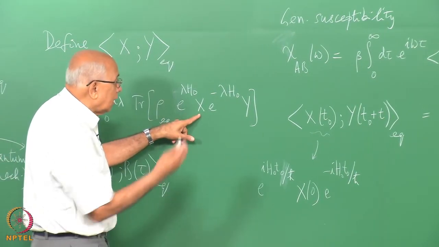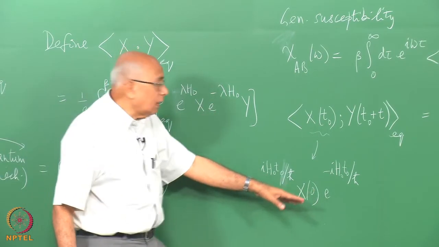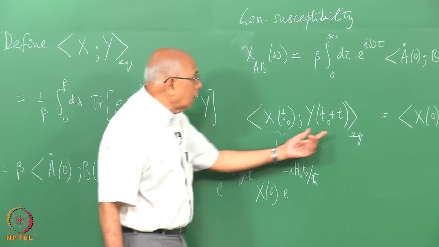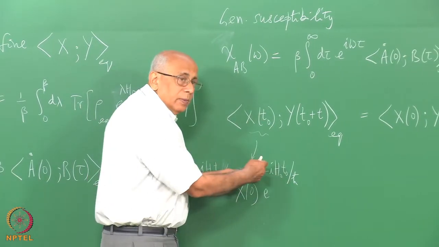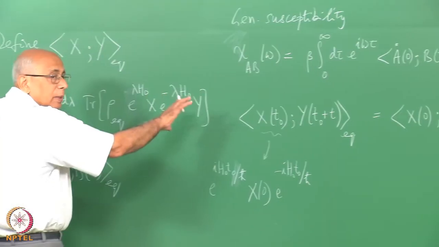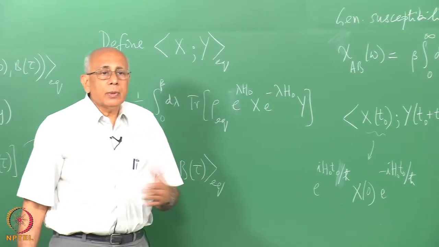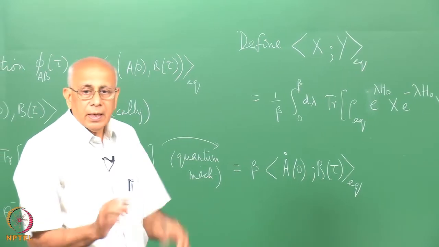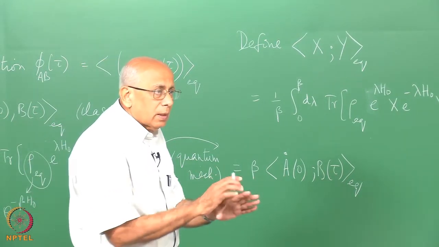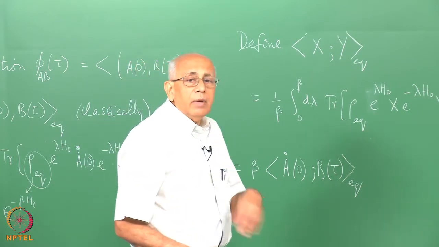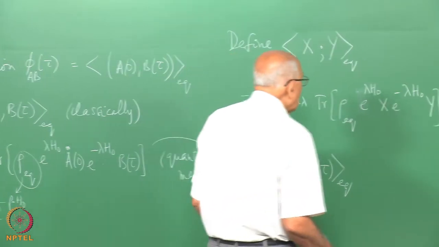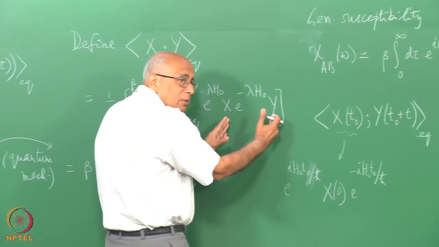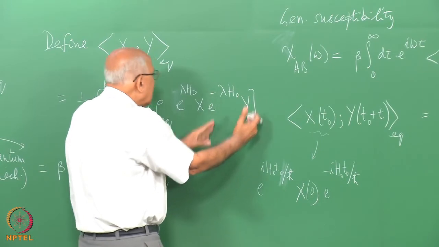For this quantity x of t naught, put in this quantity, because we finally want to show that something involves x of 0 alone. Then for the y part, put in the same thing, but with t naught plus t in the exponents. So, you get a long big expression here, and then remember that H naught commutes with itself. So, e to the a H naught commutes with e to the b H naught, where a and b are scalar numbers. So, you can move those two factors around, and then use the cyclic invariance of the trace. Whether operators commute or not, trace AB is trace BA always. So, you should take certain blocks of these operators, and you can transfer it to the left.